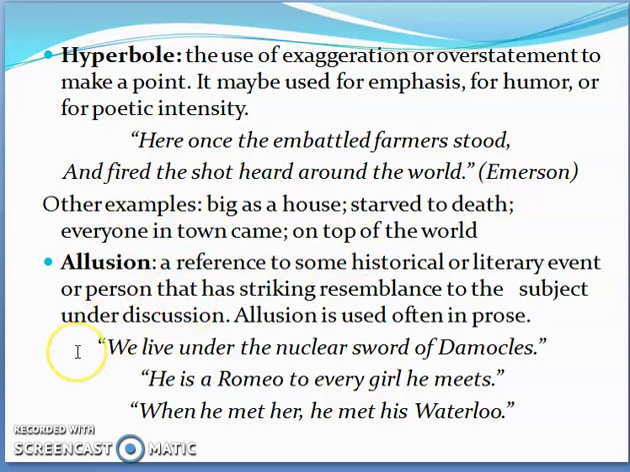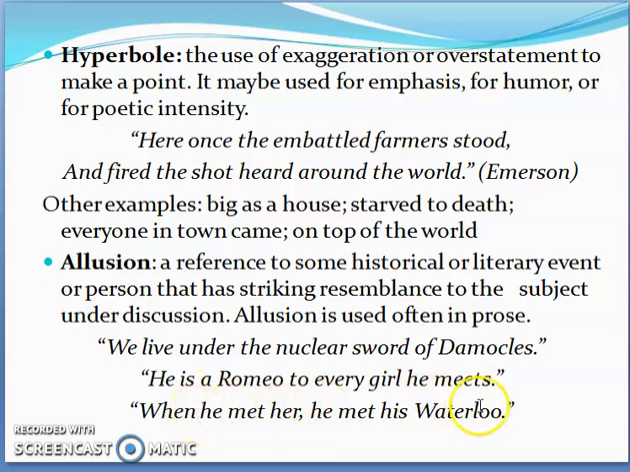The next figure of speech that we are going to talk about is allusion. Allusion is a reference to any historical, literary or social event that happened, and they are so popular and so familiar to the reader that just to hint at them could bring all the resemblance to a reader's mind. For example, "We live under the nuclear sword of Damocles." "He is a Romeo to every girl he meets." Obviously Romeo is somebody who is very famous, and he is famous for his romance. So whenever somebody is called a Romeo, the allusion is to Shakespeare's character Romeo.